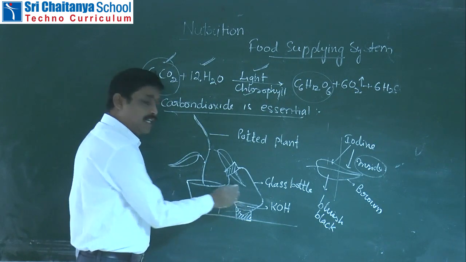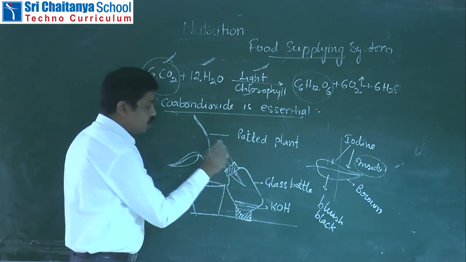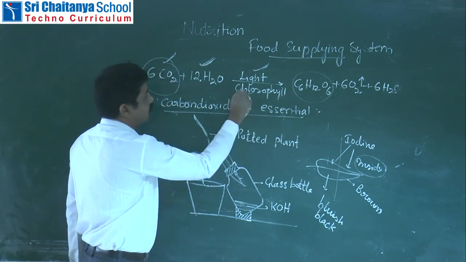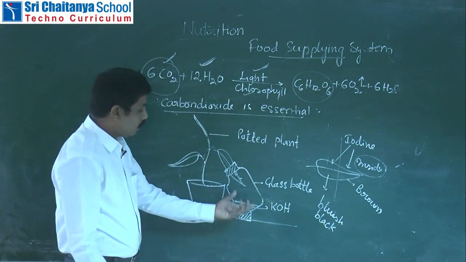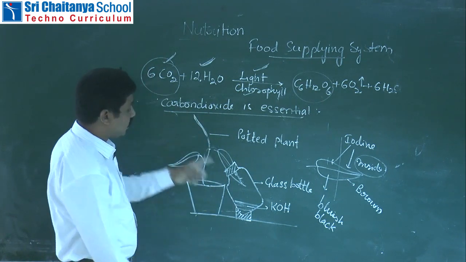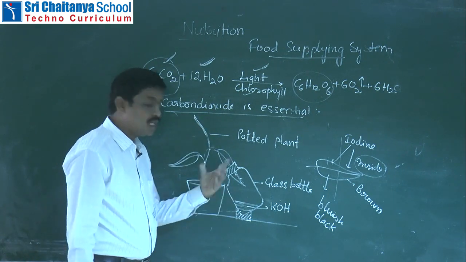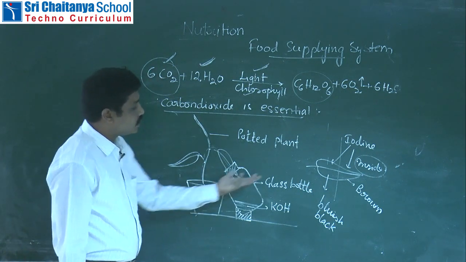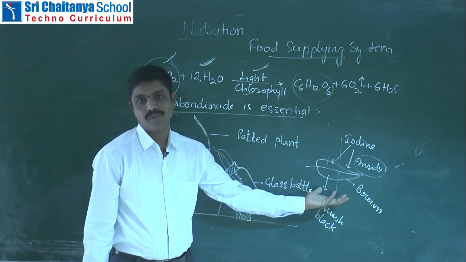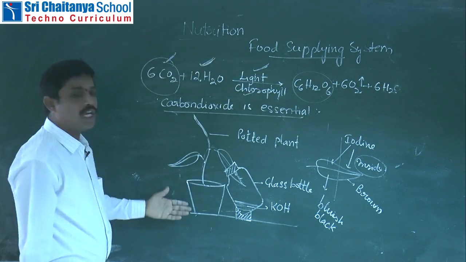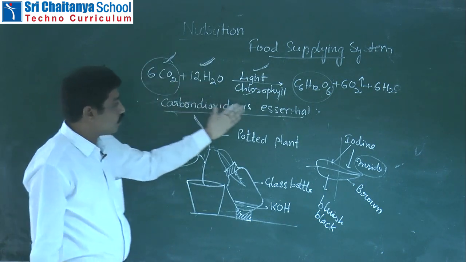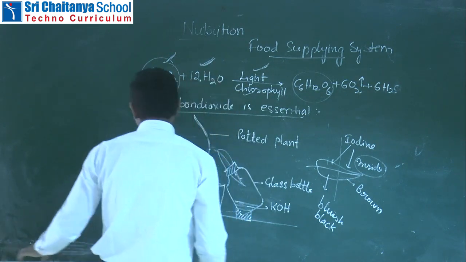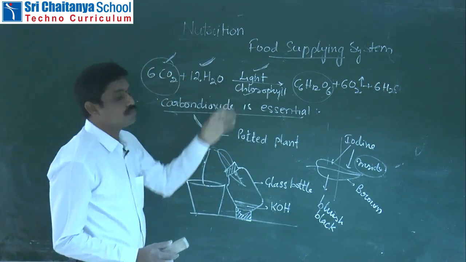For this leaf, water is available, light is available, and chlorophyll is present. But one of the factors, carbon dioxide, is absent inside the bottle. If carbon dioxide is absent, there is no synthesis of glucose. So by this experiment, we conclude that CO2 is essential for the process of photosynthesis. And another factor is light.